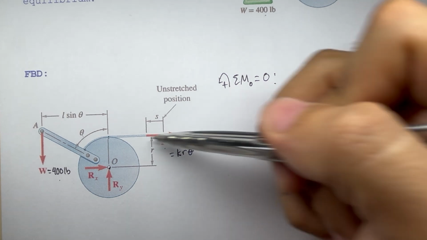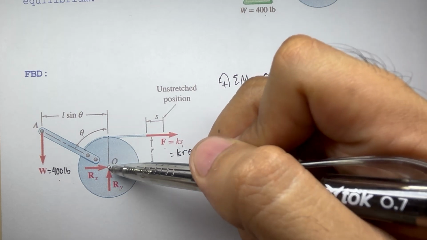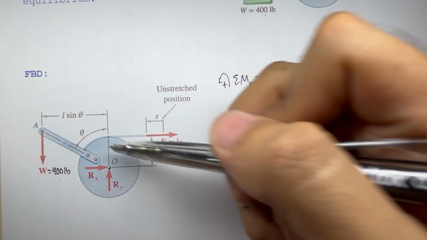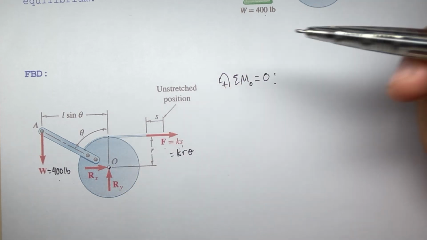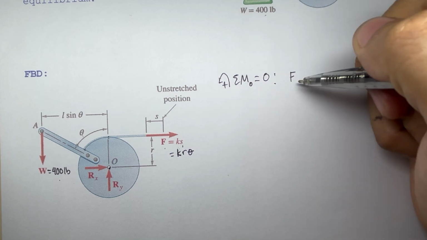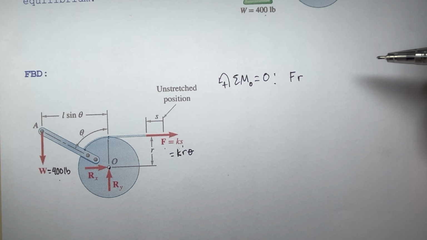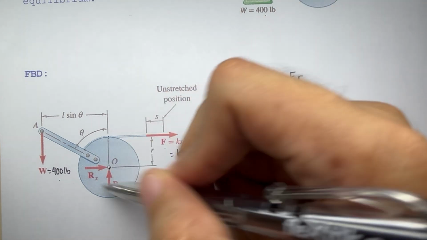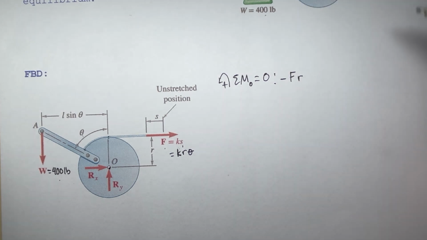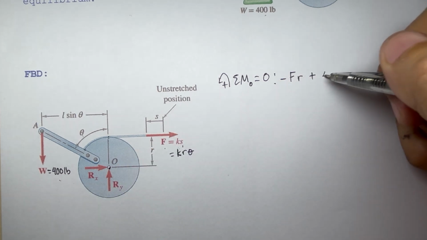For the force of the spring, the perpendicular distance from point O up to our force is this distance here. That is actually the radius of our circle. So force times distance, we have force times r. And it tends to rotate this drum clockwise, so this would be negative. And how about the weight? Weight is positive. Its value is 400.